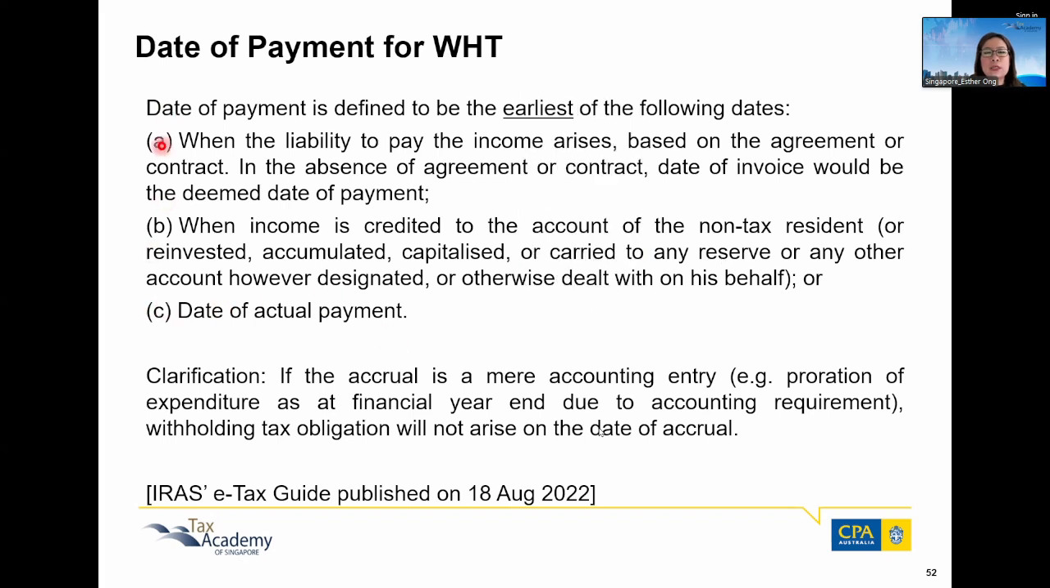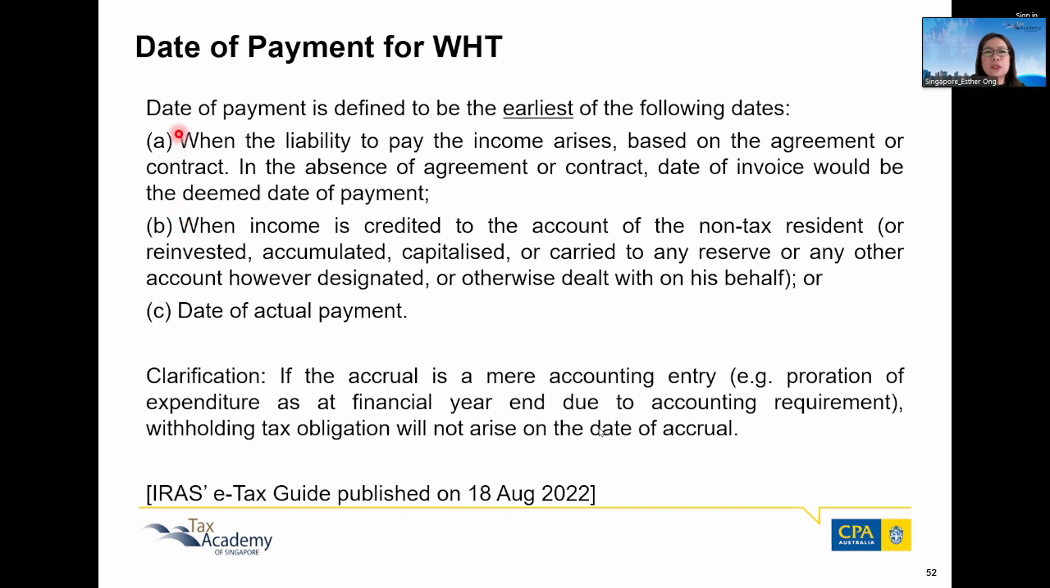We will also look at two other scenarios. If the liability to pay the income arises based on an agreement date. In the absence of any agreement or contract, we will also look at the date of invoice to be the deemed date of payment. Then another scenario will be when the income is credited to the non-tax resident's account. So this will also be considered as a type of date of payment.